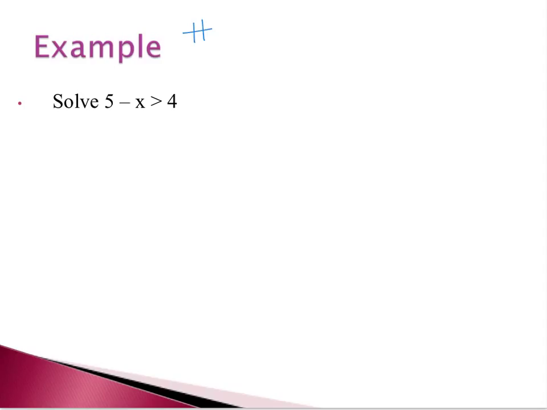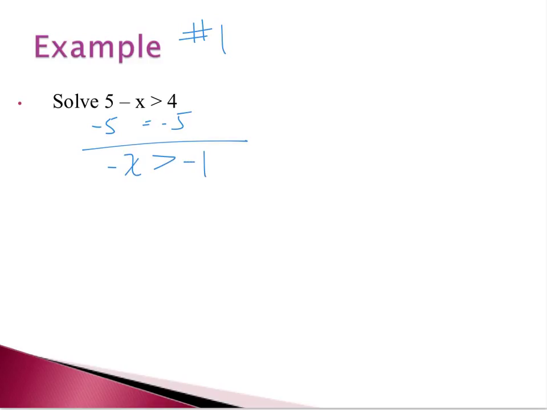Here's example number 1. This should be in your notes. We're going to solve 5 minus x is greater than 4. To isolate the x, we're going to first get rid of the 5. To do that, we're going to subtract 5 from both sides. So I have minus x is greater than negative 1.